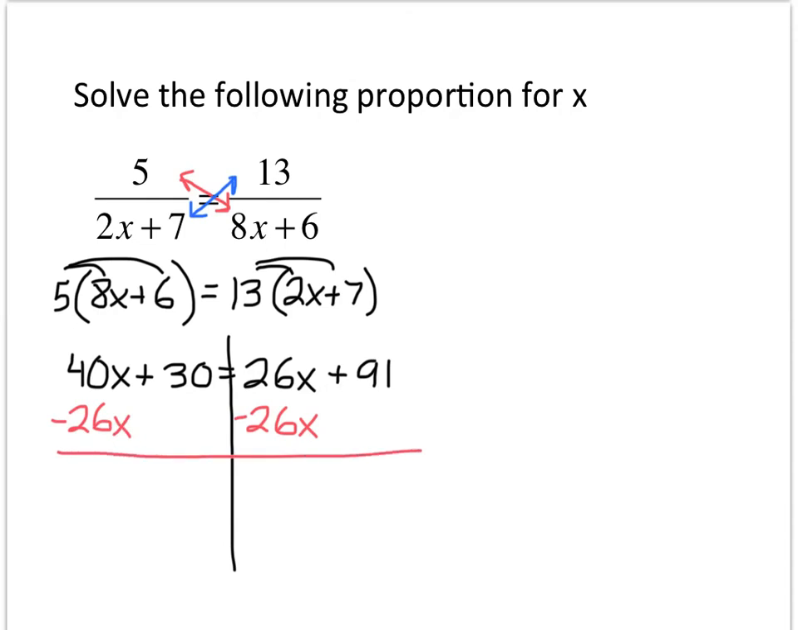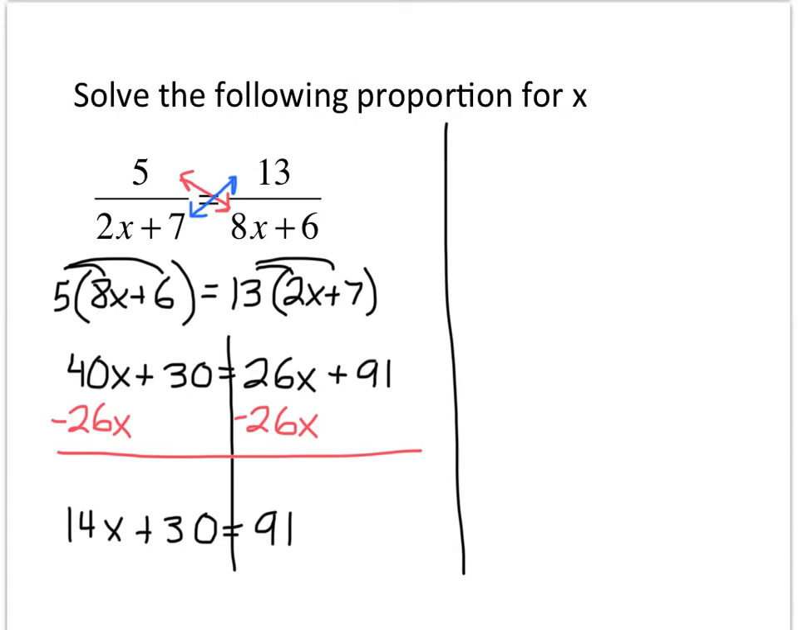And this is going to give me 40 minus 26, or in other words, 14x plus 30, and I'm just left with 91. So now to finish solving, I notice that if I bring that equation over here, I have 14x plus 30 equals 91. I need to get x by itself.